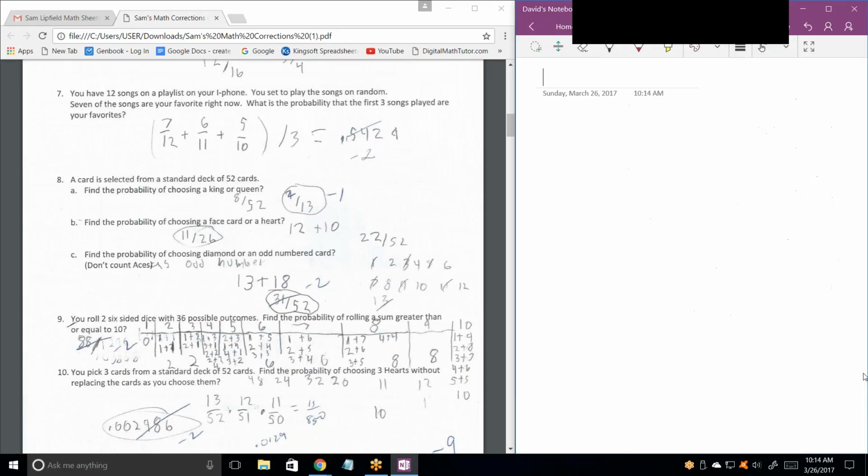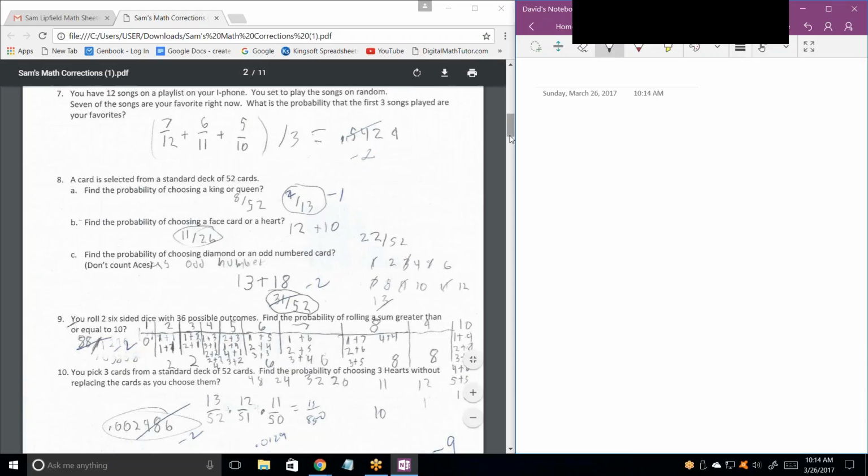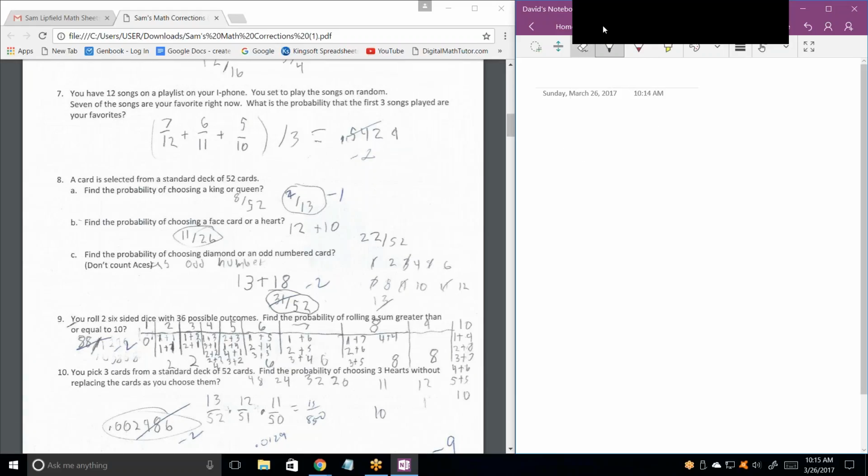Well, there's 13 diamonds, and this is an OR question. OR questions, you do add the fractions. Okay, it's only AND questions that require you to multiply.